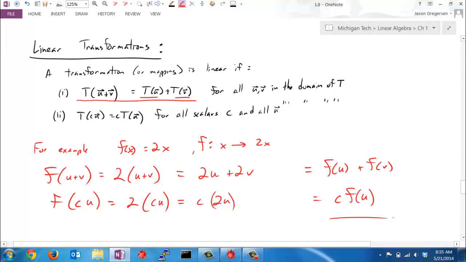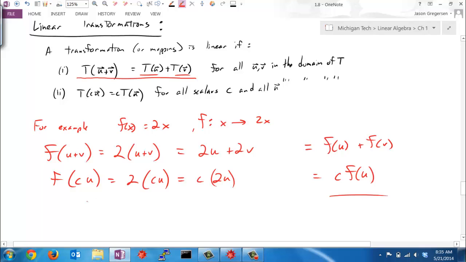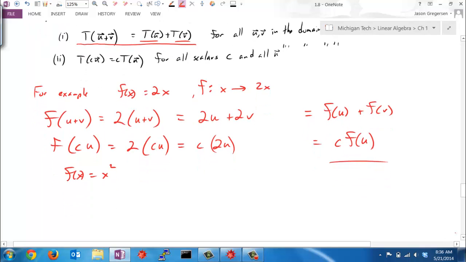So it's almost so easy it's hard, right? Because you're not really doing a whole lot. You're just plugging in the function and saying, yeah, I can do this. It does get a little harder, but let's just show an example where one's not linear. What about f of x equals x squared? I really don't expect that to be linear. Well, let's test it out.